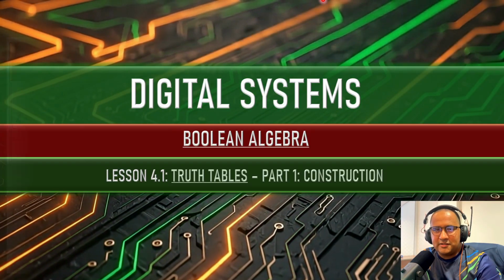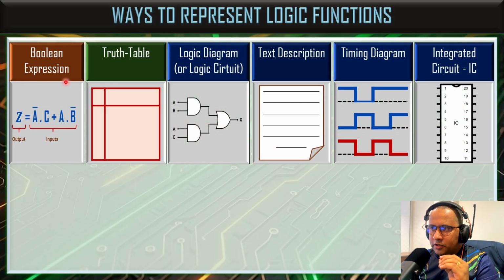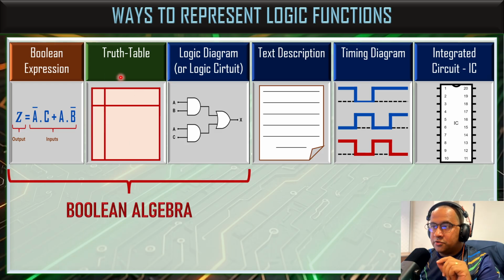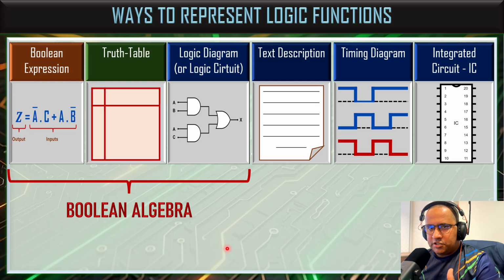So let's get started. So far, we've been working with one way of representing a logic function, the Boolean expression. But it is not the only way to represent a logic function. As you can see here, there are several different forms of representation. And notice that Boolean expressions and truth tables are part of Boolean Algebra, which means our study of Boolean Algebra continues as we move into truth tables. So even though we are changing the form of representation, we are still working within the same mathematical framework.